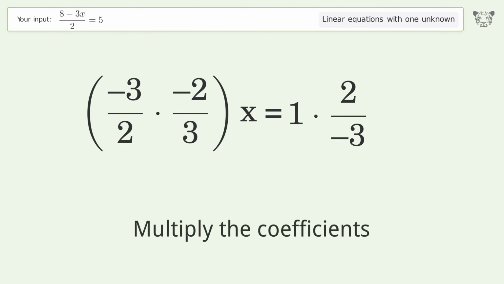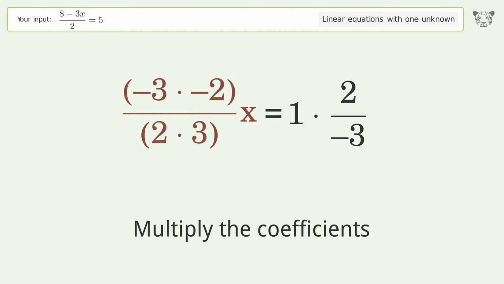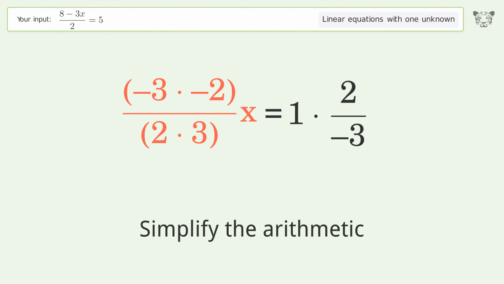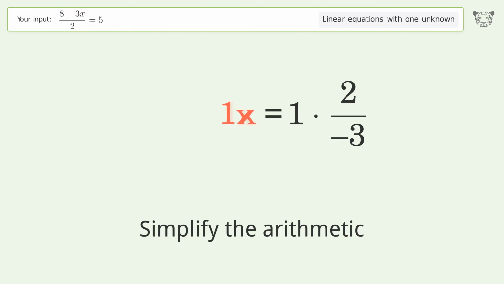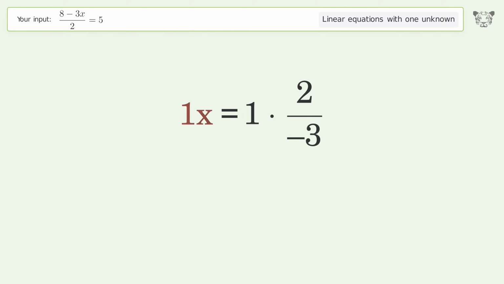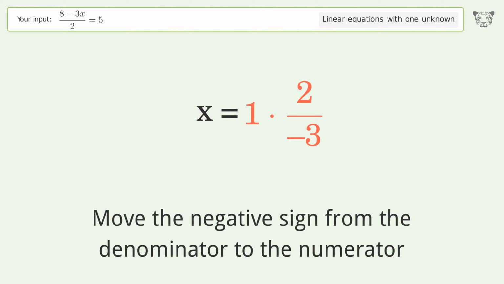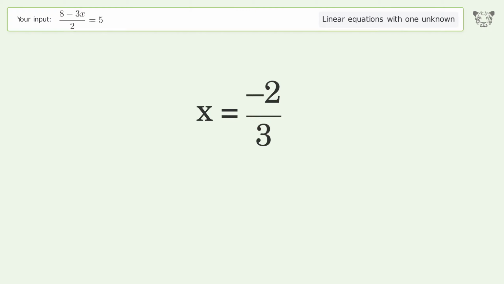Multiply the coefficients. Simplify the arithmetic. Move the negative sign from the denominator to the numerator. And so the final result is x equals -2/3.